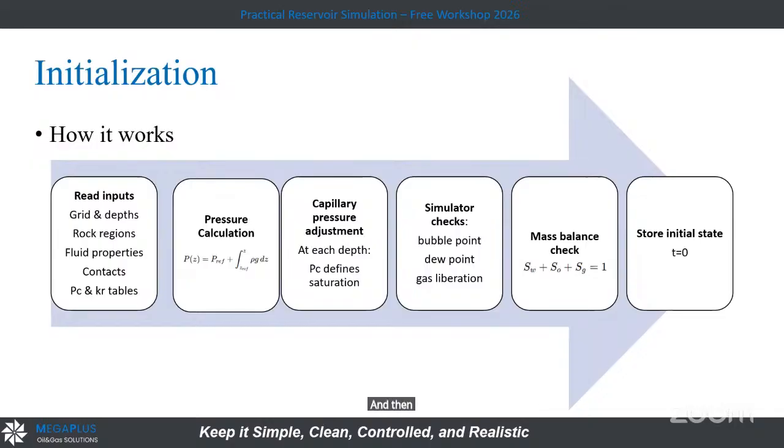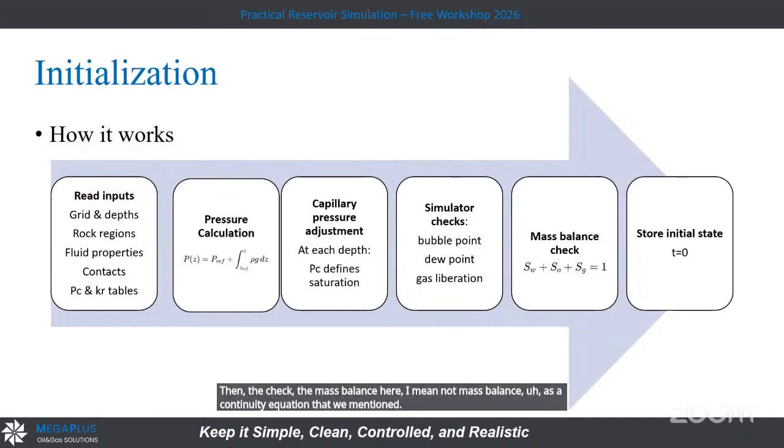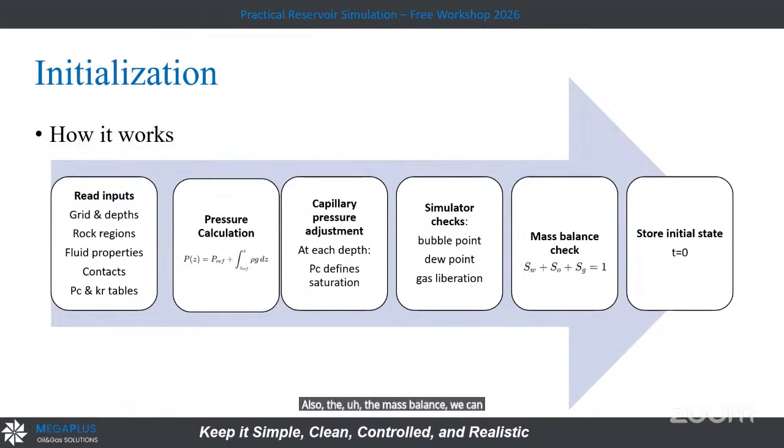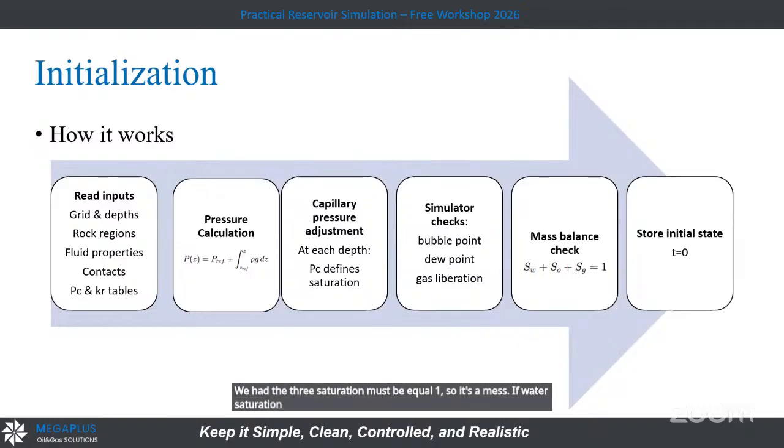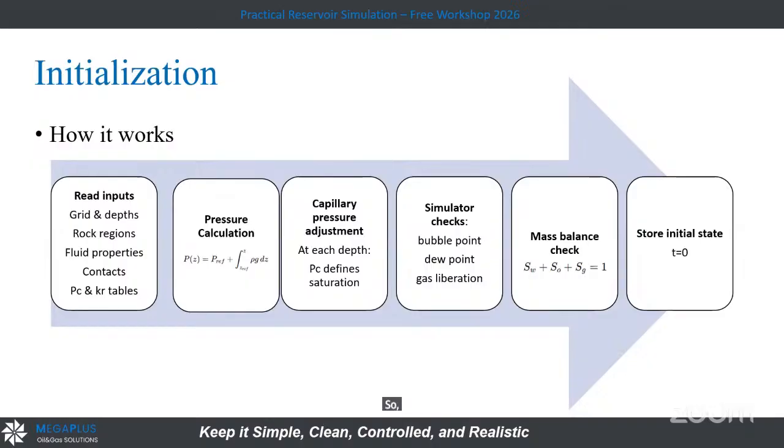And then we will make some checks, the bubble point, the dew point, and all of this in the fluid. Then we check the mass balance. Here I mean not the mass balance as the continuity equation that we mentioned. We can also say mass balance in saturation. The three saturations must be equal to one, so if water saturation increases, then SO and SG will decrease. They must equal one. And then after this distribution, I have an initial state model at time zero.